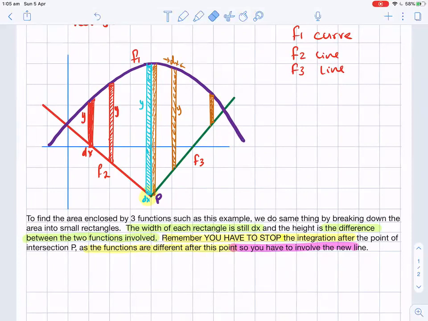And remember that you have to stop your integration after the point of intersection, like I put here in this example as P, where these two lines intersect at this point. Okay, so you do up to this point. When you reach this point, then your integration needs to change from f1 and f2 into f1 and f3. So you stop the integration after the point of intersection P, as the functions are different after this point, so you have to involve the new line, which is F1 and F3.